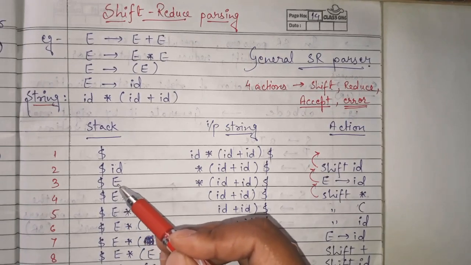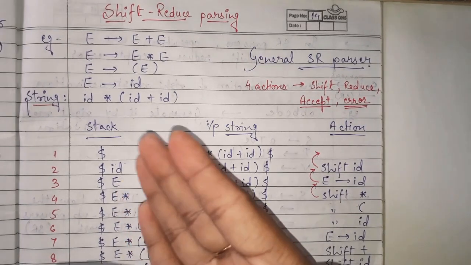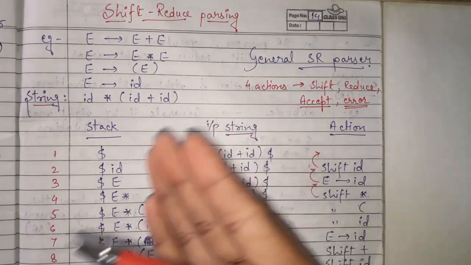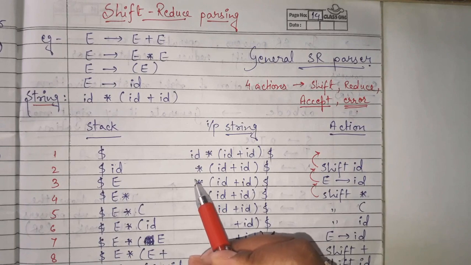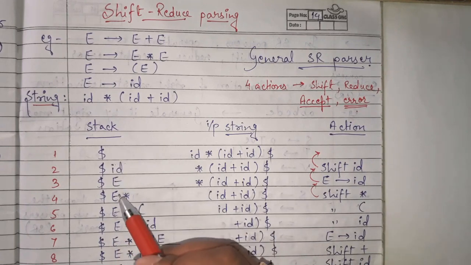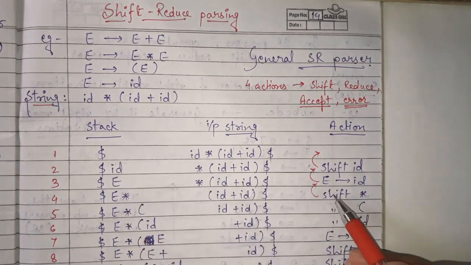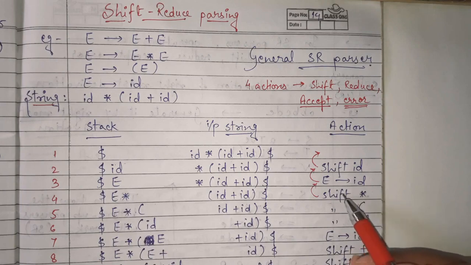I cannot reduce it. So what can I do? As reduction can't be done, I have to shift one symbol from the input string to the stack. So I will shift this star into the stack. So I will get E star. That is shift star. Here the action we have done is shift star.